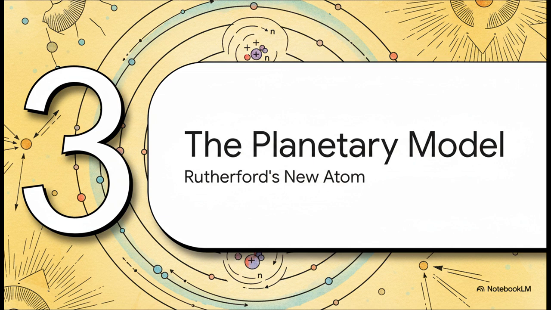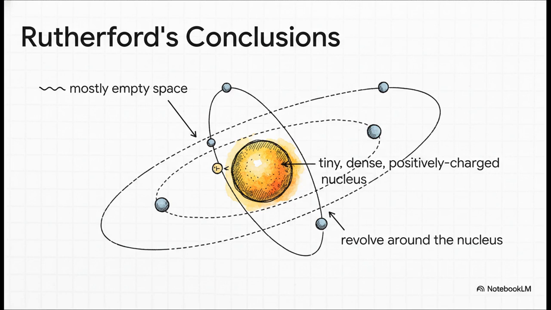He had to come up with a totally new picture of the atom, one that could explain all three of his observations, the ones that went through, the ones that bent, and the ones that bounced back. And his conclusions were just brilliant. Okay, so follow the logic. Most particles pass straight through? That means the atom must be mostly empty space.